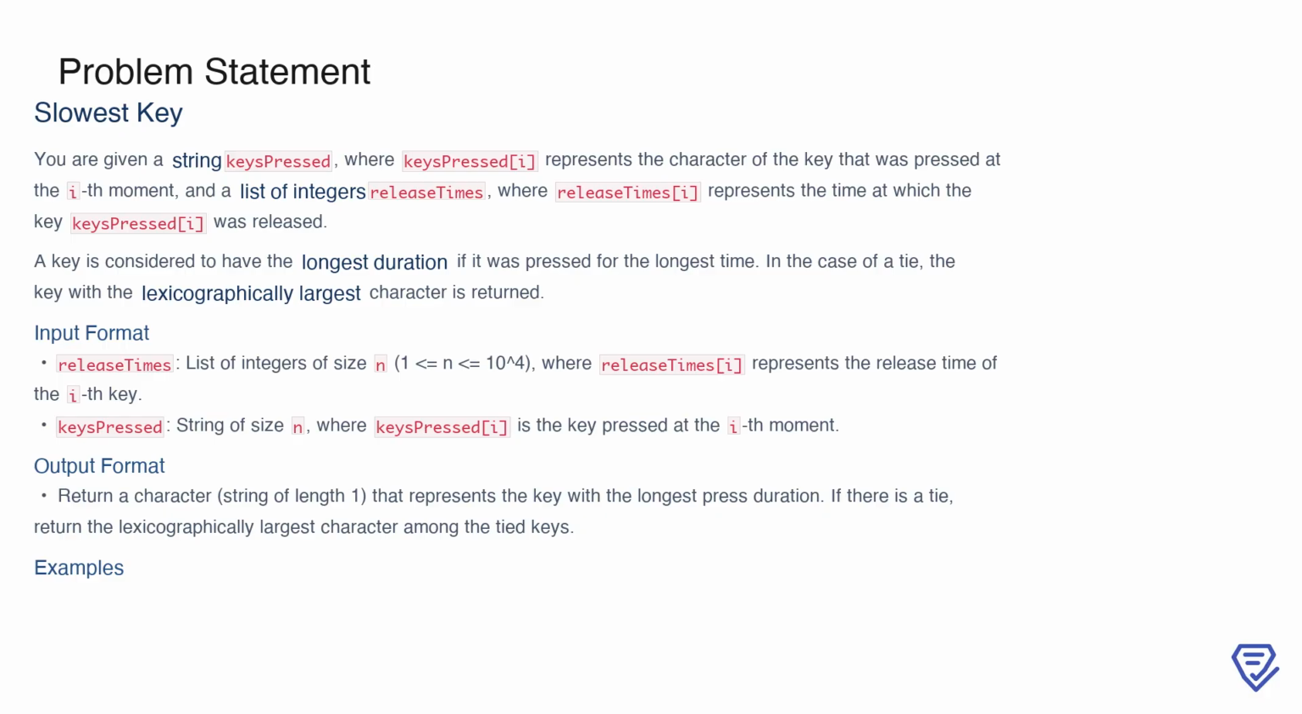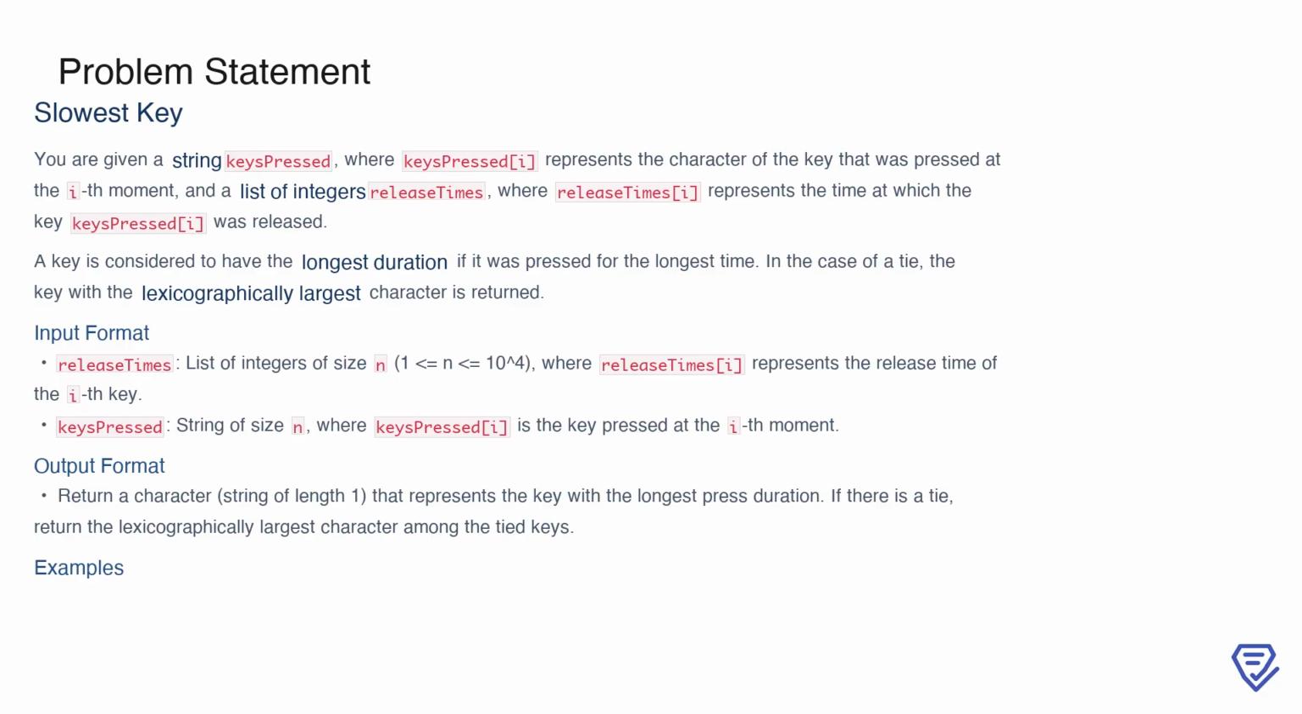The problem asks us to determine which key was pressed for the longest duration during a sequence of key presses. We are given two inputs, a string called keys pressed, where each character represents a key that was pressed, and a list of integers called release times, where each value specifies the time when the corresponding key was released. The duration for which a key was pressed can be calculated by subtracting the release time of the previous key from the current key's release time.